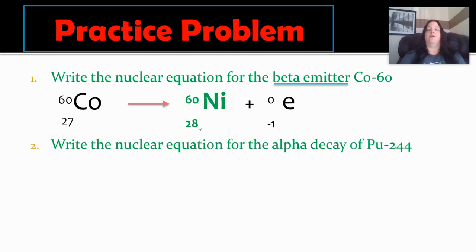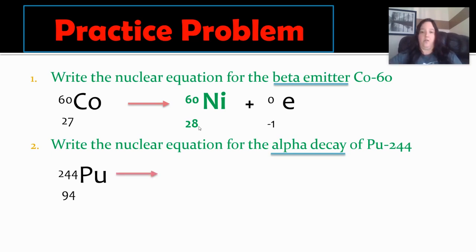Write the nuclear equation for the alpha decay of plutonium-244. So once again, alpha decay. So it's telling me I'm going to be using the helium nucleus in this one. So I start off with plutonium-244, and I go to the periodic table, and plutonium is element number 94. So I draw that for my parent. I draw the arrow, and now I know the type of decay is going to be the helium atom or alpha decay. So I'm going to put that in place.